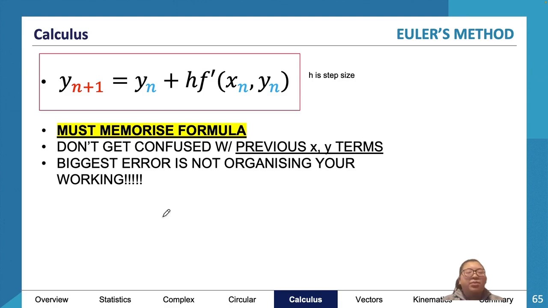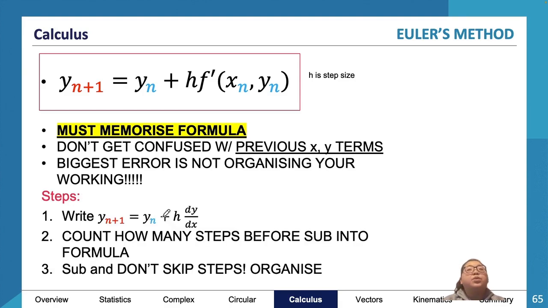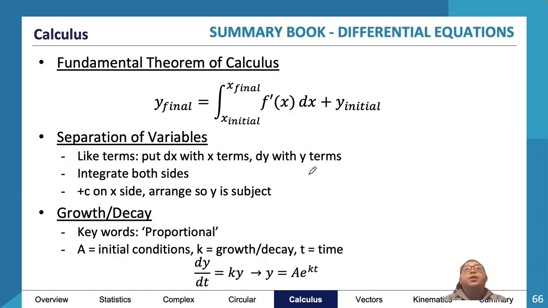Because if you skip steps, it's just not going to work out overall. So what you will do is write y_n equals y_(n-1) plus h, the amount of change, times your dy/dx, and then count the number of steps before you substitute into the formula. Then you want to sub and just don't skip steps, and keep going until you get what you need. So you go y1, y2, y3, etc. Good. Okay, so these are some summary things.